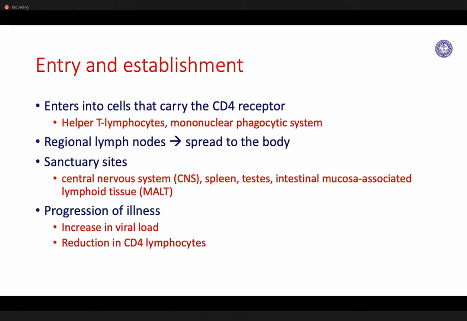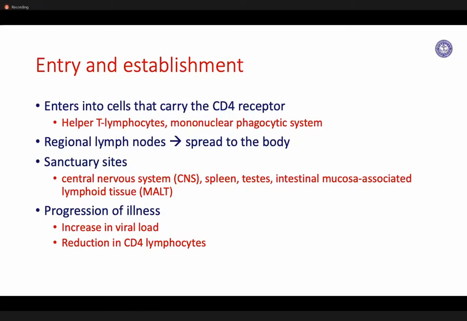But in these sanctuary sites, our immune system can't reach them. So therefore, this HIV can hide inside them, as if like a terrorist hiding inside the jungle, and then continue to exist there, replicating viruses and sending them out into the bloodstream. So the progression of illness is where there is gradual increase in the viral load as those viruses from those sanctuary sites start spilling over to the bloodstream.